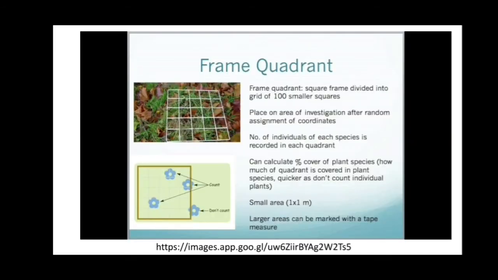Frame quadrat, a square frame divided into a grid of 100 small squares. Place on the area of investigation after random assignment of coordinates. The number of individuals of each species is recorded in each quadrat. You can calculate the percentage cover of the plant species, that is, how much of the quadrat is covered by a plant species, where you don't count the individual plants. A small area is included, that is 1 meter by 1 meter. A larger area can be marked with a tape measure.